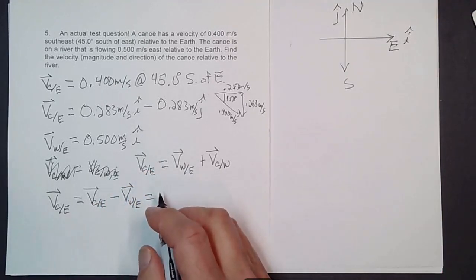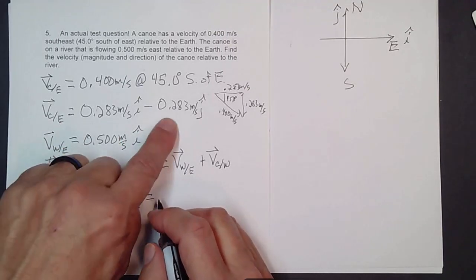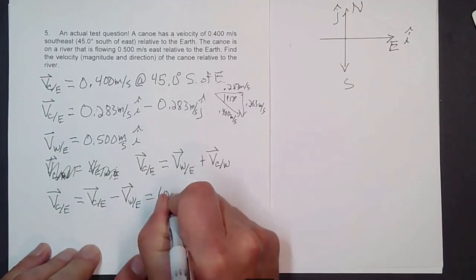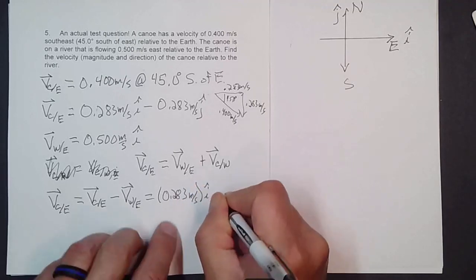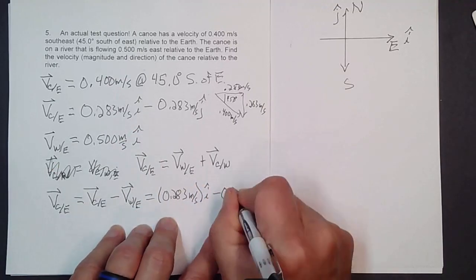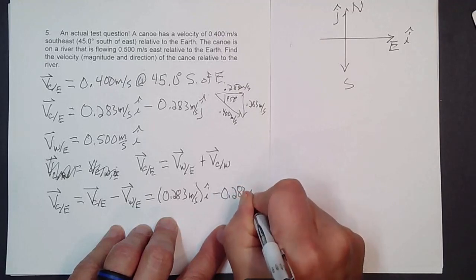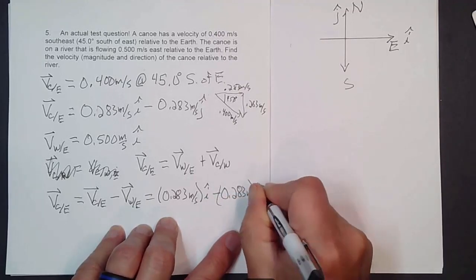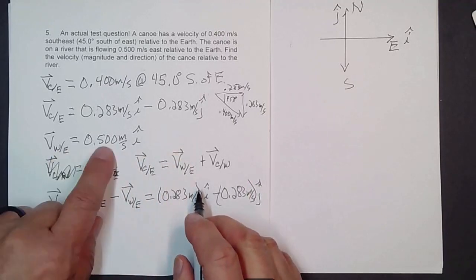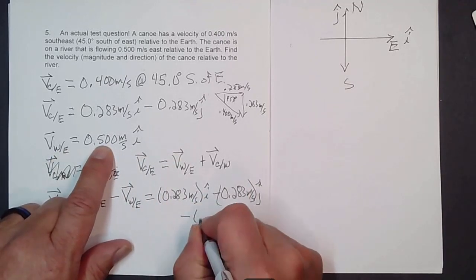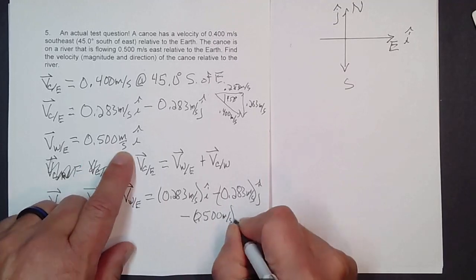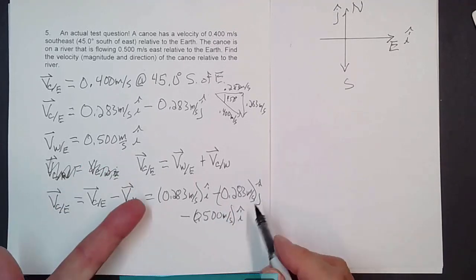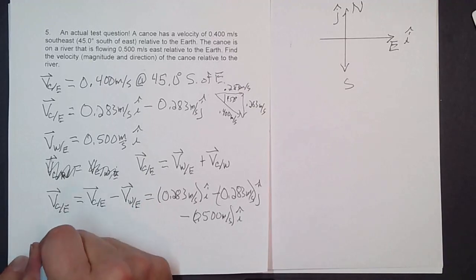So the velocity of the canoe relative to the earth is this thing: 0.283 meters per second in the i hat direction minus 0.283 meters per second in the j hat direction, minus the velocity of the water with respect to the earth, minus 0.500 meters per second in the i hat direction. So this is just a little bit of arithmetic to figure out that velocity of the canoe with respect to the earth.